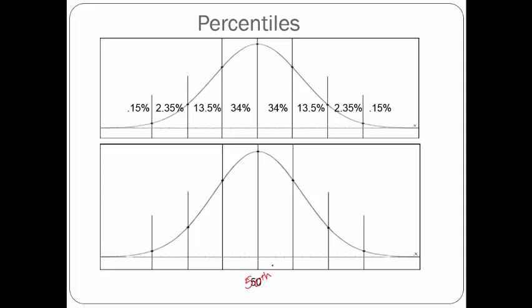You go up 1 standard deviation. You have 34% of the data in here, which means if you're exactly 1 standard deviation above, you're in the 84th percentile. And you still have 34% here, which means if you subtract 34, if you're 1 standard deviation below, you're in the 16th percentile. All right?